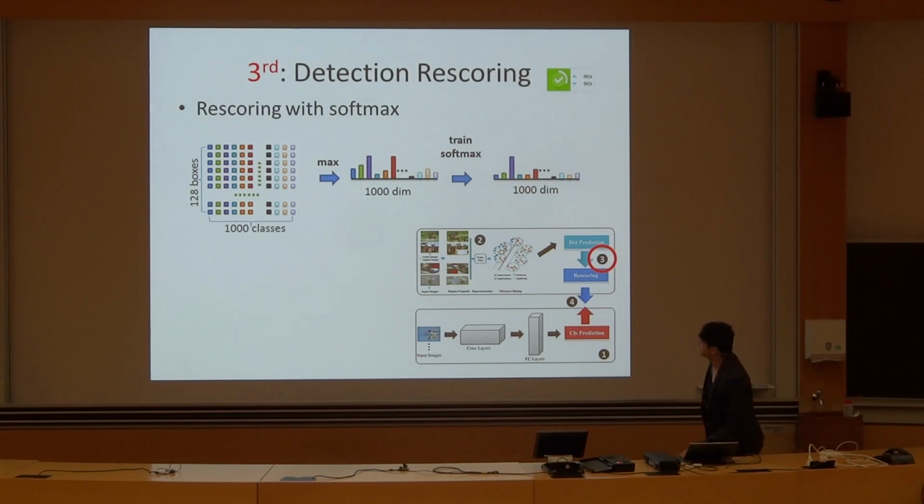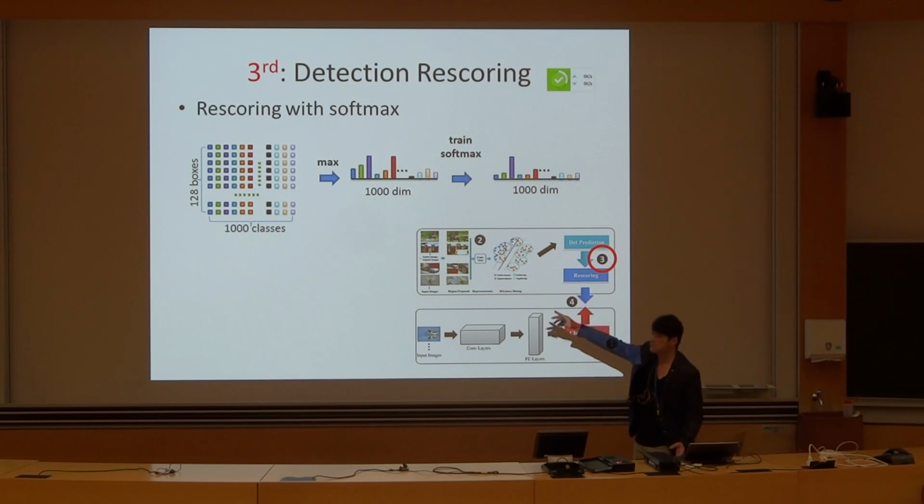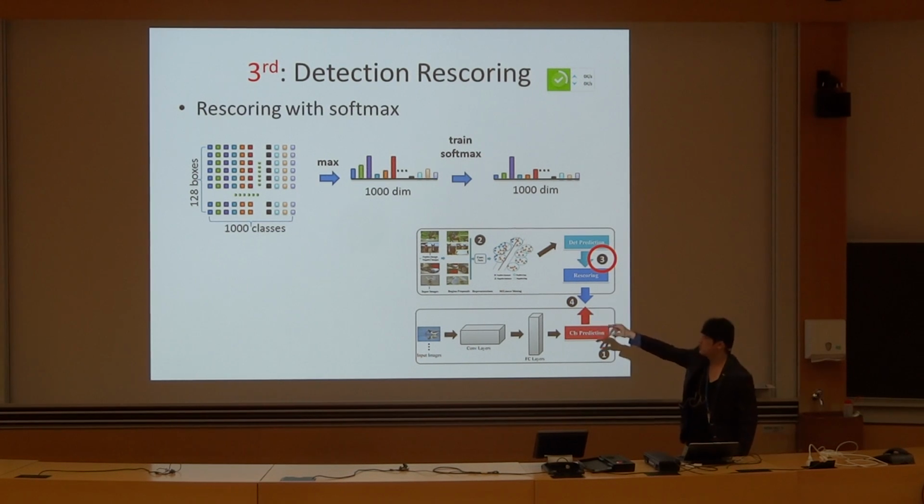Okay, the third step is after we use the weakly supervised learning, we're going to rescore this. So why do we have to rescore? Let's look at the score output from the detection phase. We have 128 points per image, and we have 1,000 classes. So we just do max pooling in this direction, and we get a 1,000-dimensional score, right? So why do we use the softmax to rescore?